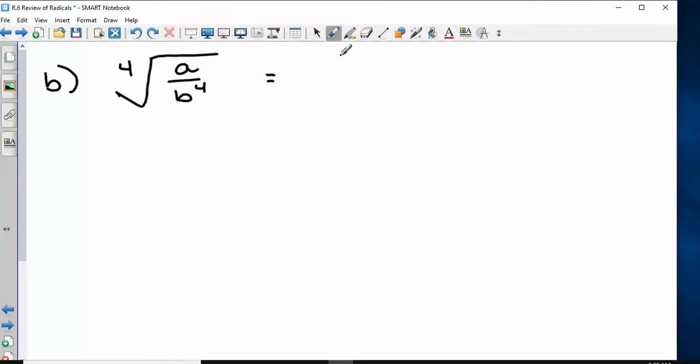So it's division. What that means is you can do each of those things separately. You can do the fourth root of each piece. Can we do the fourth root of a? If I have one a, do I have enough to pull out a group of 4? No. If you don't have enough, it just stays underneath.